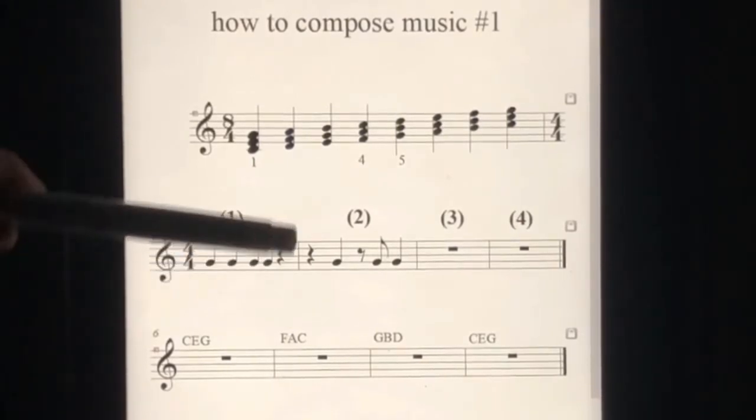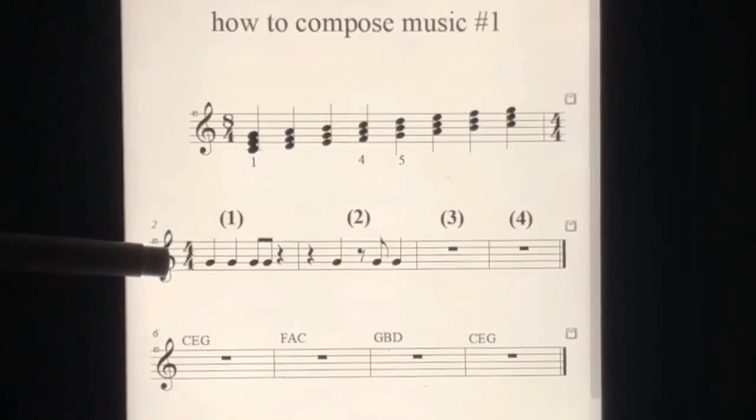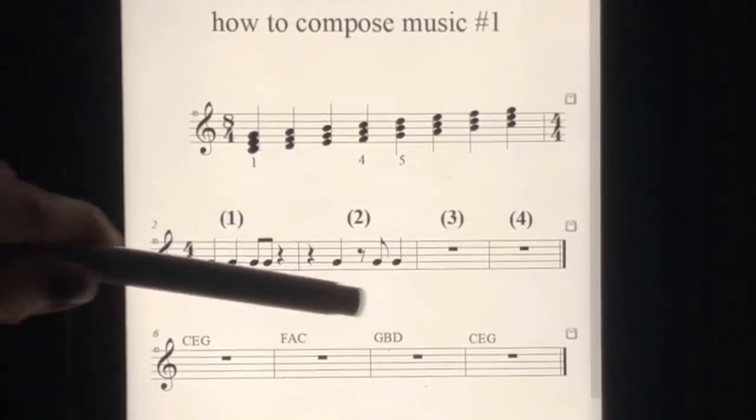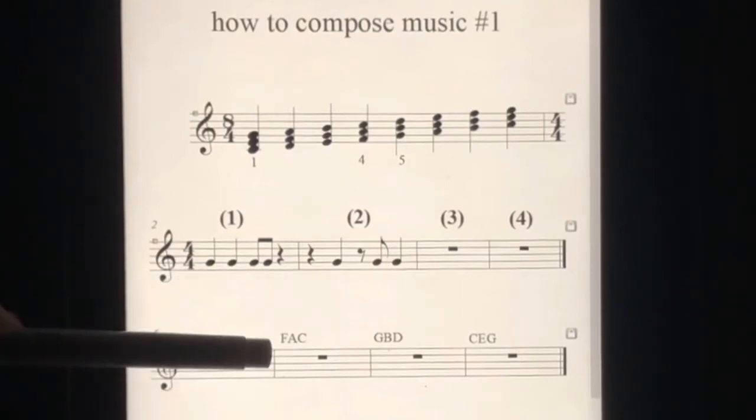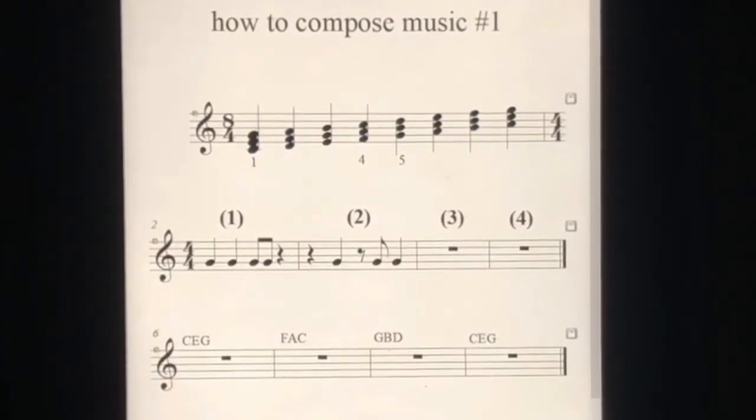Use the first rhythm pattern for the first measure using C, E, G. Use the second measure's rhythm pattern for the second measure using F, A, C. Third and fourth measures are the same.